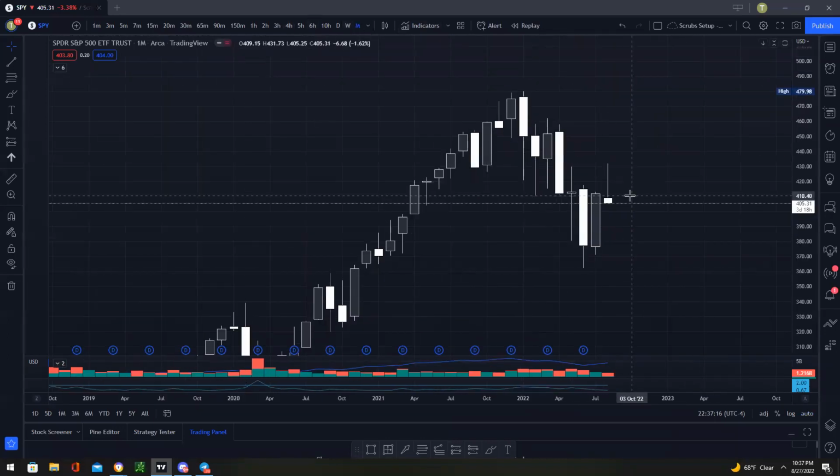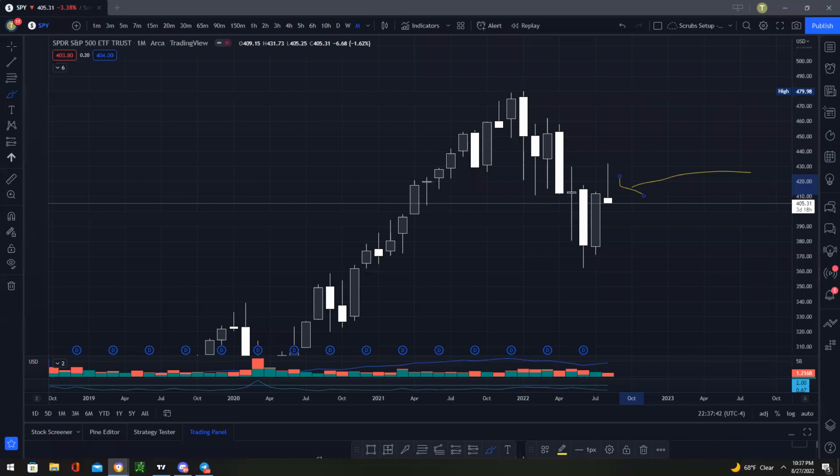Monthly time chart. Can anyone tell me what this candle is? What is this candle? Yep, you can either call it an inverse hammer or a gravestone doji almost, right? Either way, those are both bearish signs, and that's something we want to be super aware of.